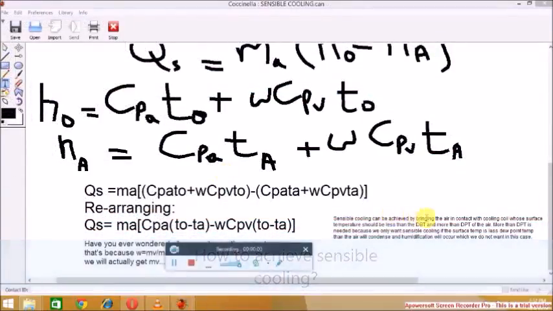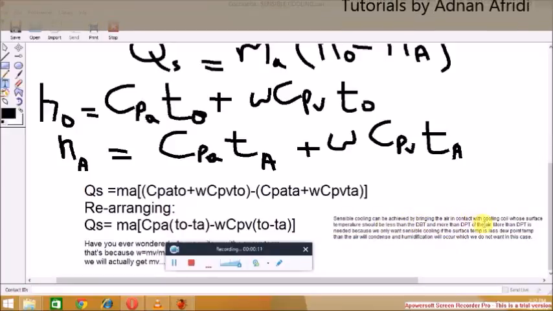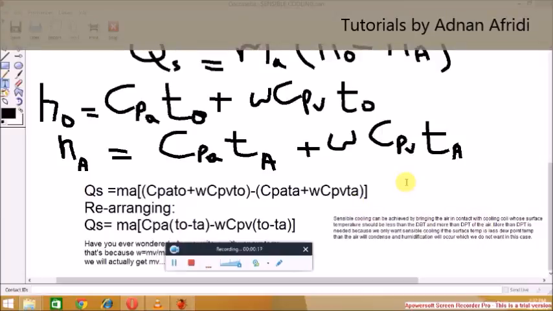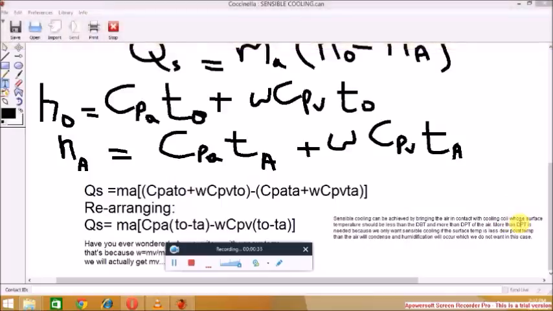Sensible cooling can be achieved by bringing the air in contact with a cooling coil, whose surface temperature should be less than the dry bulb temperature and more than the dew point temperature of the air. This is because it is only a pure sensible cooling process. So if the temperature of the cooling coil is less than the dew point temperature of the air, then there is a possibility that the air might cool down below the dew point temperature, due to which it will condense, and as a result humidification will occur, which is not desired in this case.